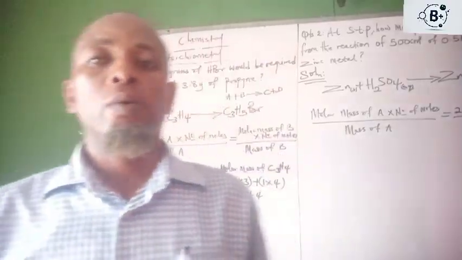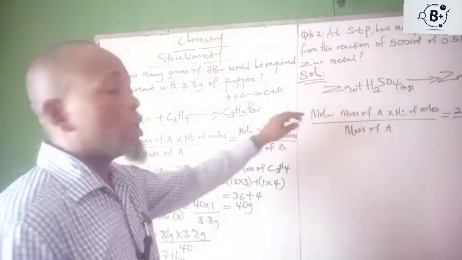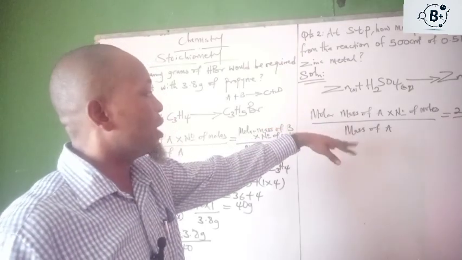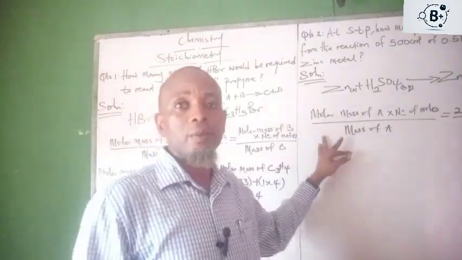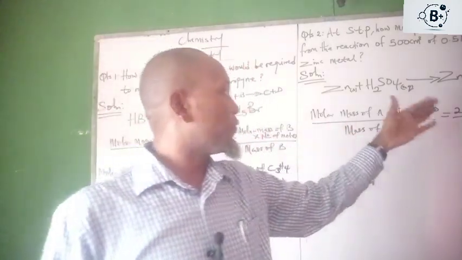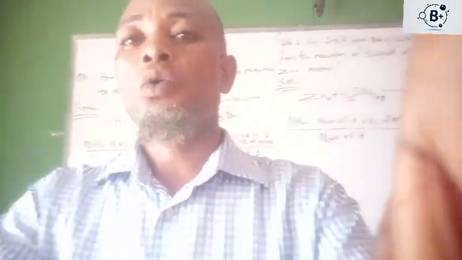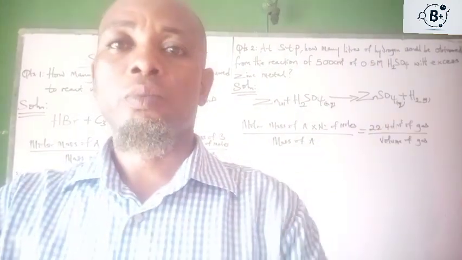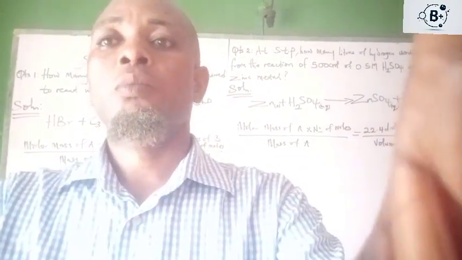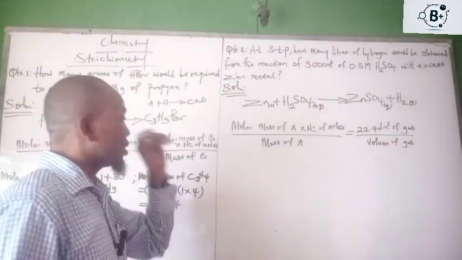So okay. So let's continue. Please, sorry for that break. Now we have the molar mass of A and number of moles, then mass of A, which is equal to 22.4 dm cube of gas and volume of gas. So this is the way we solve this now.